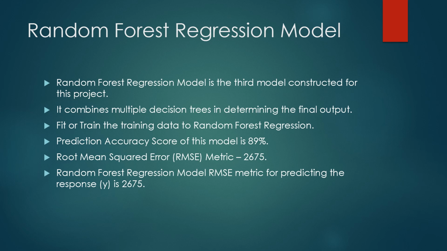Random forest model is the third model constructed for this project. Random forest is an ensemble technique. It combines multiple decision trees in determining the final output. This model produced a prediction accuracy score of 89%, and it produced a root mean square error of 26.75. That means that this is the best result so far. This model outperforms both linear regression and the decision tree regression models.